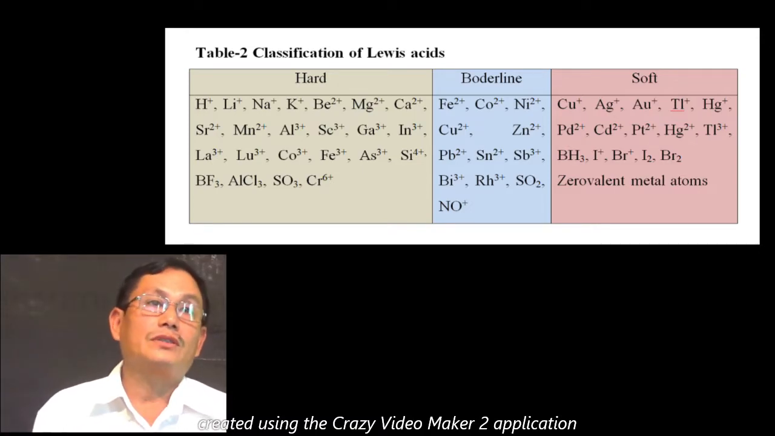Zero valent metal atoms. Soft acids form stable complexes with bases that are highly polarizable, are good reducing agents and not necessarily good bases towards the proton. Hard acids, on the other hand, usually form stable complexes with bases that bind well with the proton.